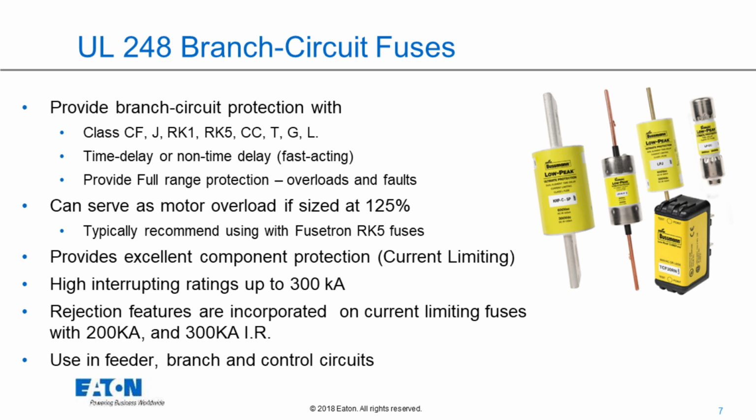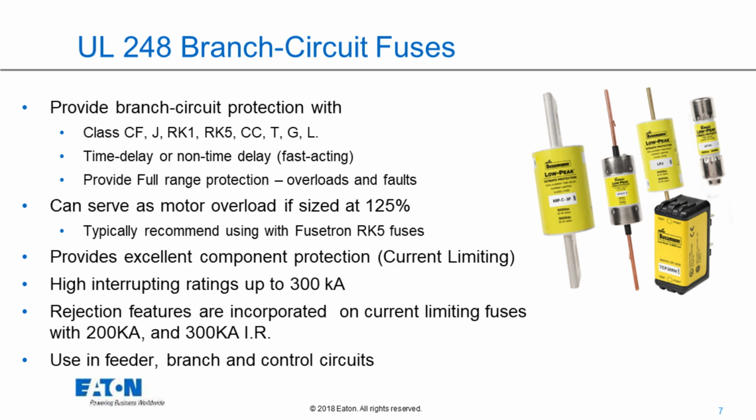Same is true with the cube fuse and the J. Now the LPS RK and the Class CC LPCC fuse, there are other fuses that have the same physical dimensions but much lower interrupting ratings, down to 10,000. So we want to be able to reject those fuses with the lower interrupting ratings. So we have rejection features on the LPS RK1 and the CC. It's easy to see on the CC. There's a little hat or a little kind of a cap on the bottom. A CC holder will reject any fuse that doesn't have that little cap on there. So supplemental fuses with 10K interrupting ratings will be rejected by a Class CC holder.